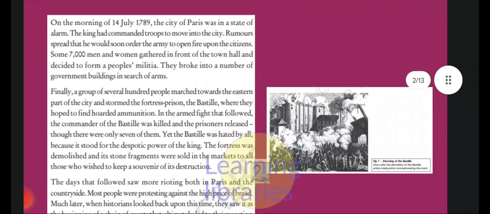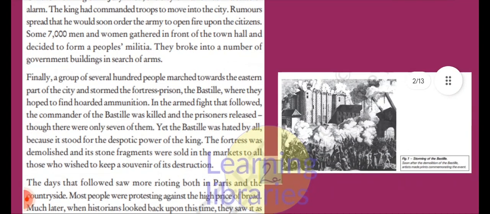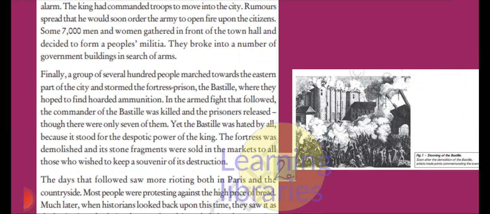So what happened is, on the morning of 14th July 1789, the city of Paris was in a state of alarm. The king had commanded troops to move into the city. Rumors spread that he would soon order the army to open fire upon the citizens. Some 7,000 men and women gathered in front of the town hall and decided to form a people's militia. They broke into a number of government buildings in search of arms.